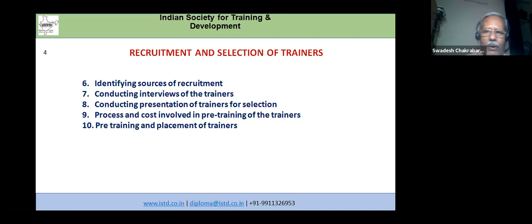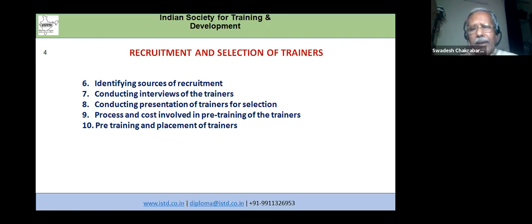Identifying the source of recruitment from where you can get those kinds of trainers. Next is interviewing the trainers to find out their competence, their aptitude, and their level, and then conducting the presentation of the trainers so that trainers can really show their capability, and the organization can understand their capabilities, their suitability for the particular purpose.